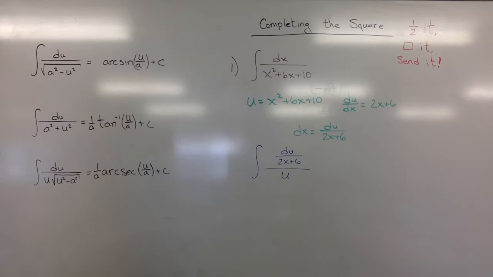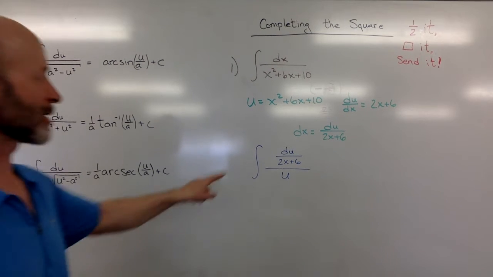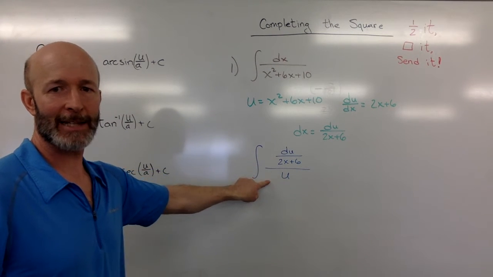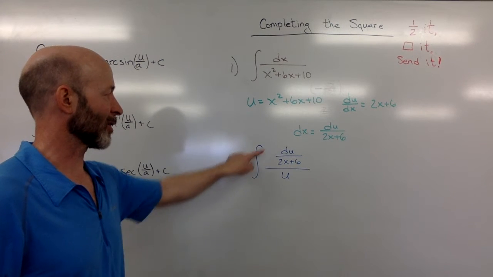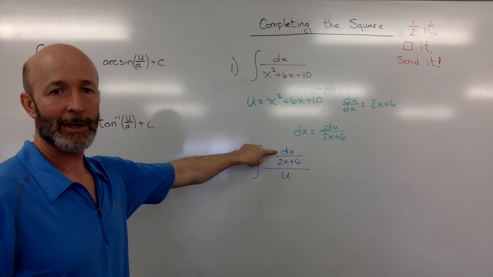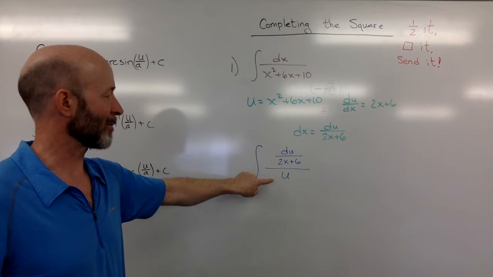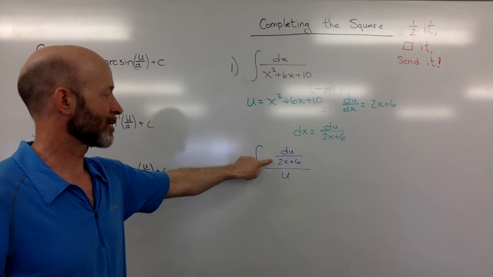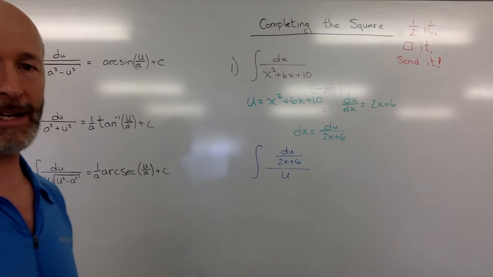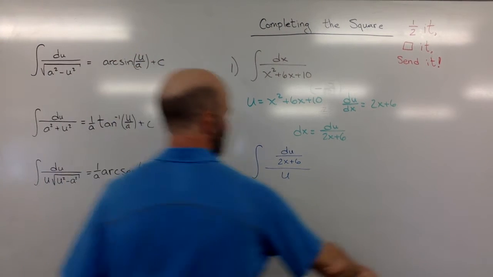If I plug in what you would expect to be u and found du over dx, and then solve for dx, you'll notice my integral has x's in it and it has u's in it, and that's just not working out so well. If I have a du here, that variable of integration, that means everything should be written in terms of u right now. Shouldn't be any other variables in there, so that's not going to work.